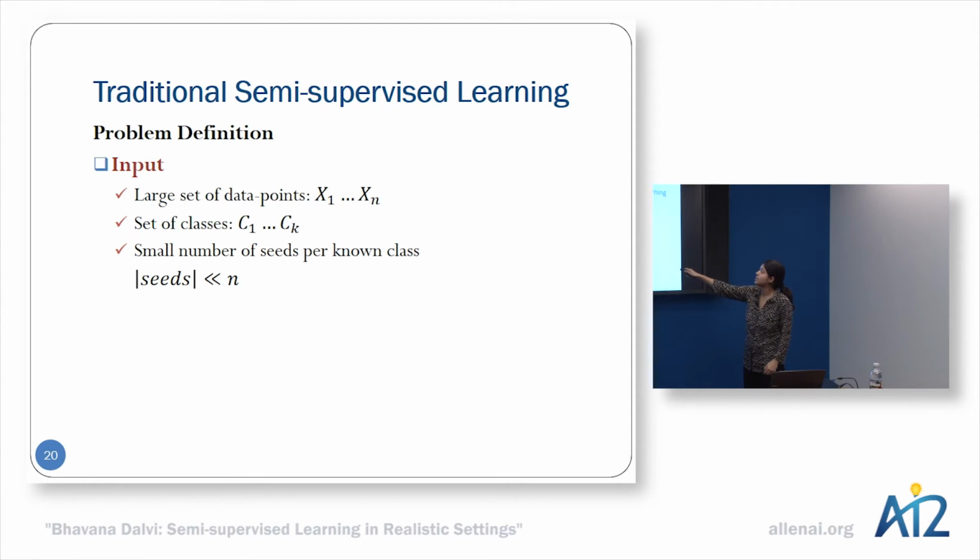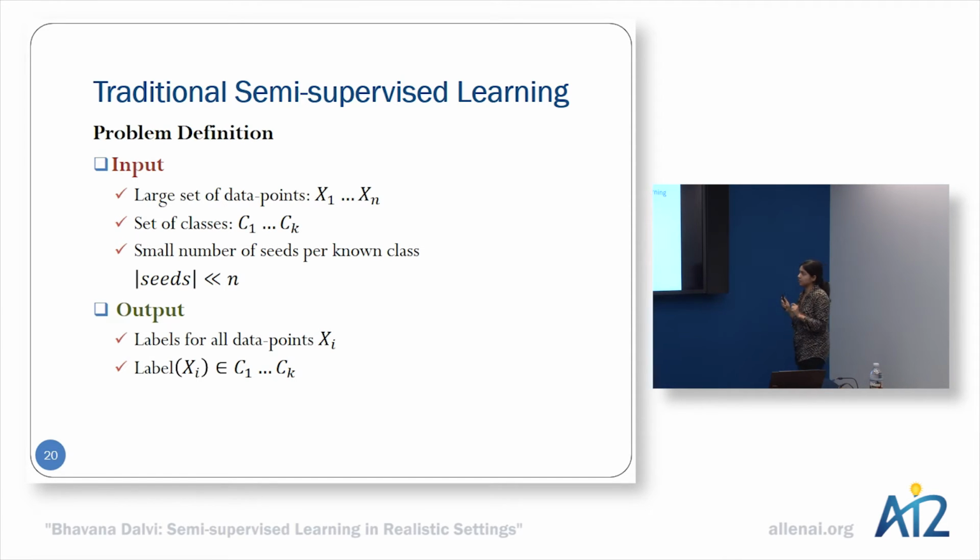Here, as input we have a large set of data points x1 to xn, and we have been given some set of classes c1 to ck. There is a small number of seed examples labeled for all of these classes, and the output we are expecting is, for each data point xi, a label coming from c1 to ck.